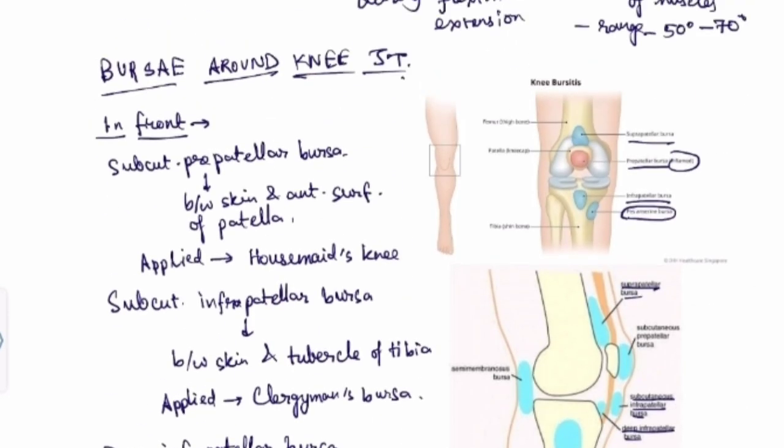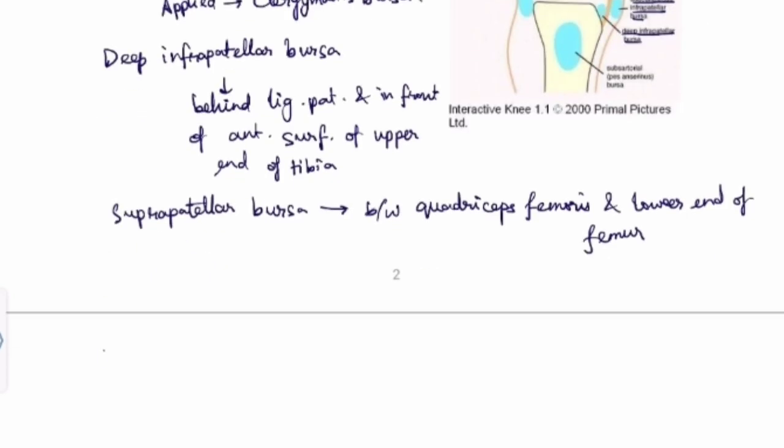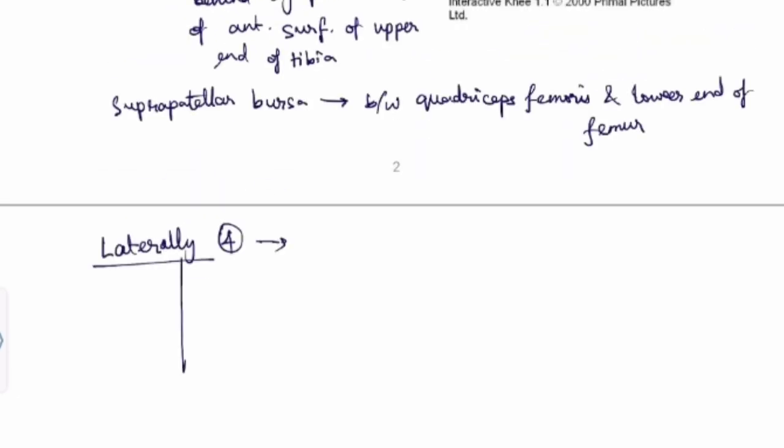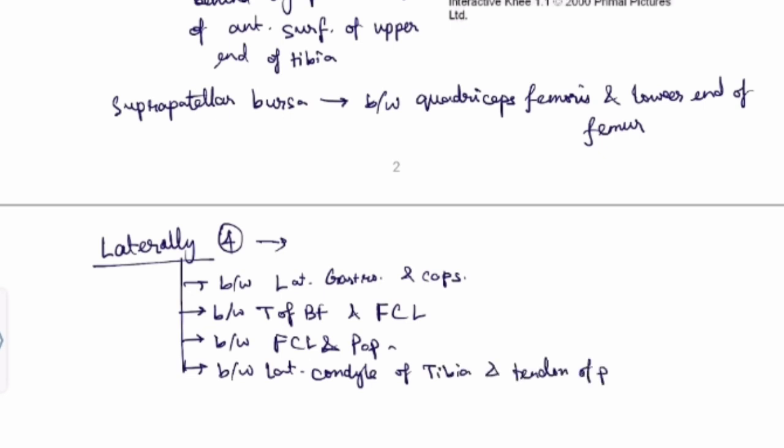Now we have some bursae which are present laterally. 4. Between the lateral head of gastrocnemius and capsular ligament and capsule of the joint, between tendon of biceps femoris and fibular collateral ligament, between fibular collateral ligament and popliteus muscle, between lateral condyle of tibia and tendon of popliteus.